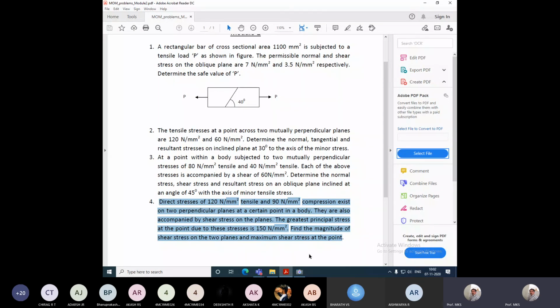So find the magnitude of shearing stress. Tau is not given. You should find tau first. Then the maximum shear stress, the magnitude of the shear stress and the maximum shear stress. Sigma n maximum also you should find.